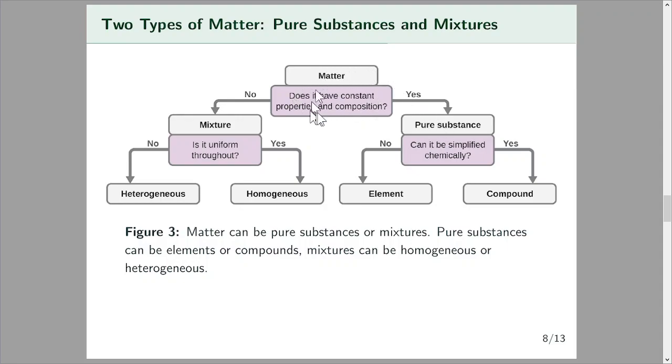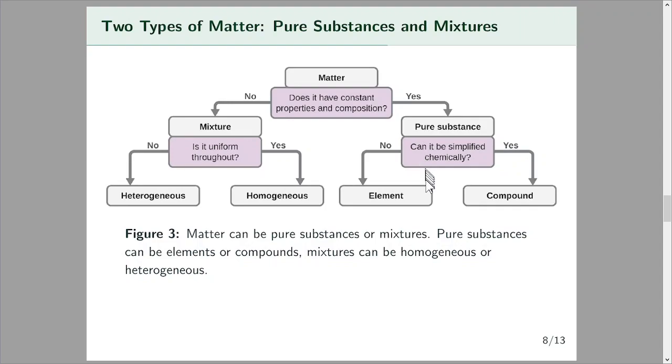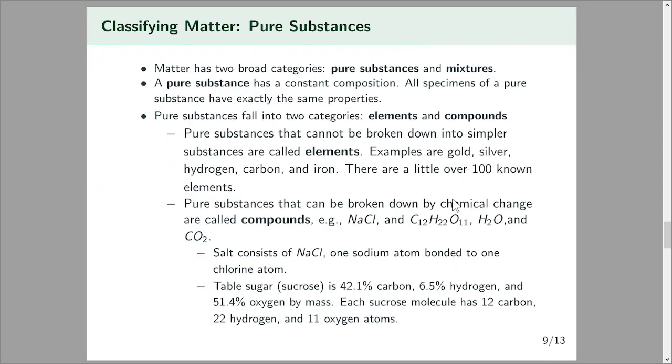Sometimes this is hard to tell, and we'll talk about this as we go. If it's a mixture, then is it uniform throughout? That means it's homogeneous. If it's not uniform throughout, it's heterogeneous. If it's a pure substance, you ask, can it be simplified chemically? If it's yes, then it's a compound. If it's no, then it's an element. And so these are the four categories of matter: heterogeneous mixtures, homogeneous mixtures, elements, and compounds. So we'll talk just a little bit more about them.